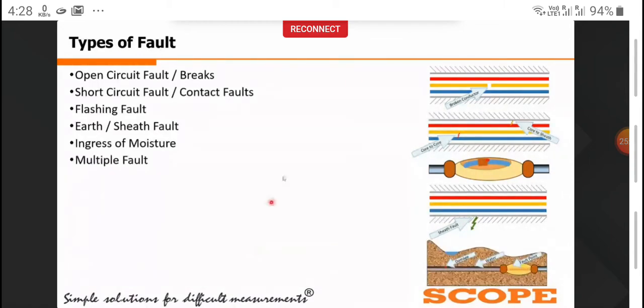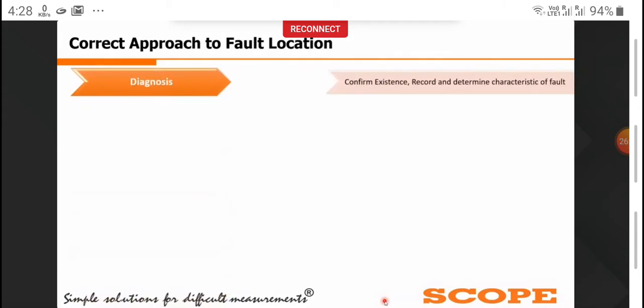And the next type of fault is multiple faults, meaning any possible combination between these will be called multiple faults. After that, now we have covered all the types of faults, and also the different types of causes of fault.